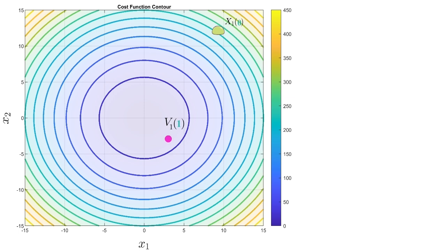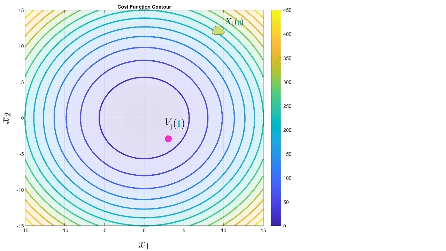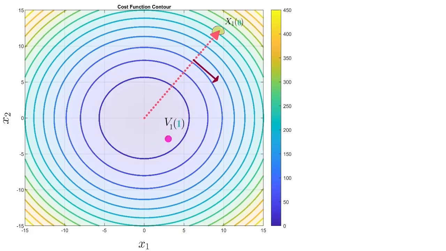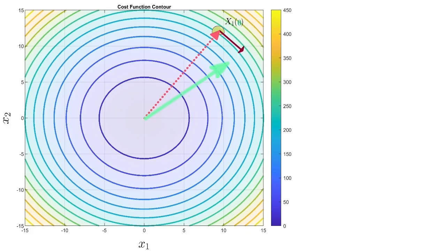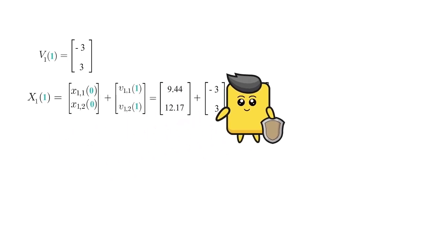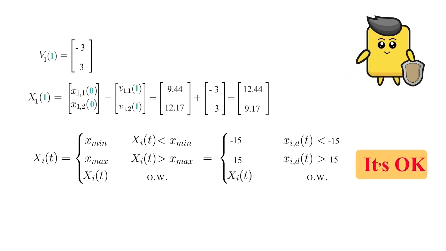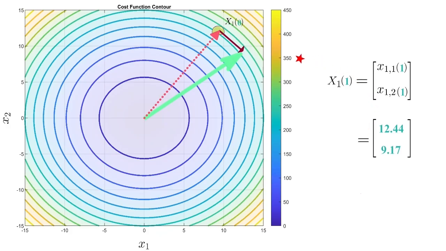By calculating the new velocity value, we can update the particle's position, which is current position plus new velocity. This occurs here. This time, the guard checks to ensure everything is in order. Yes, no problem. The new position value is within the allowed range. In this way, the first particle is moved to its new position in the first iteration.